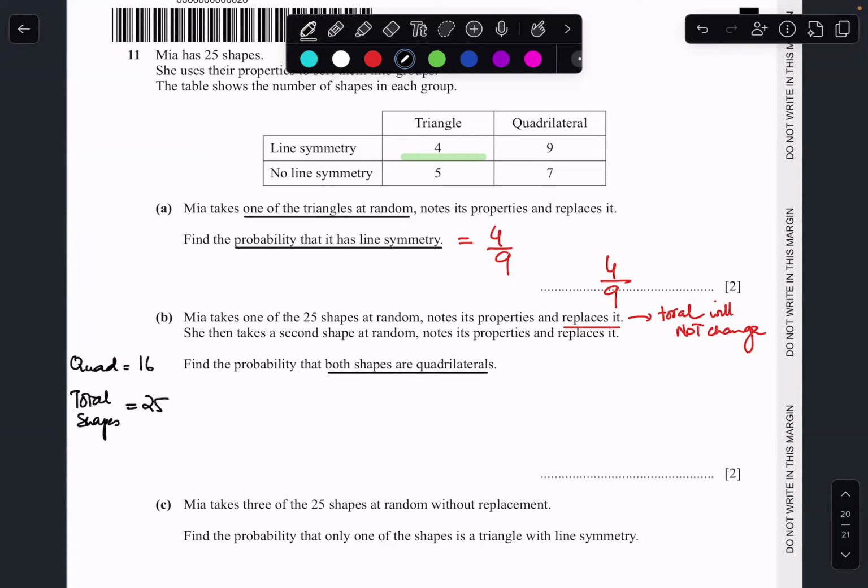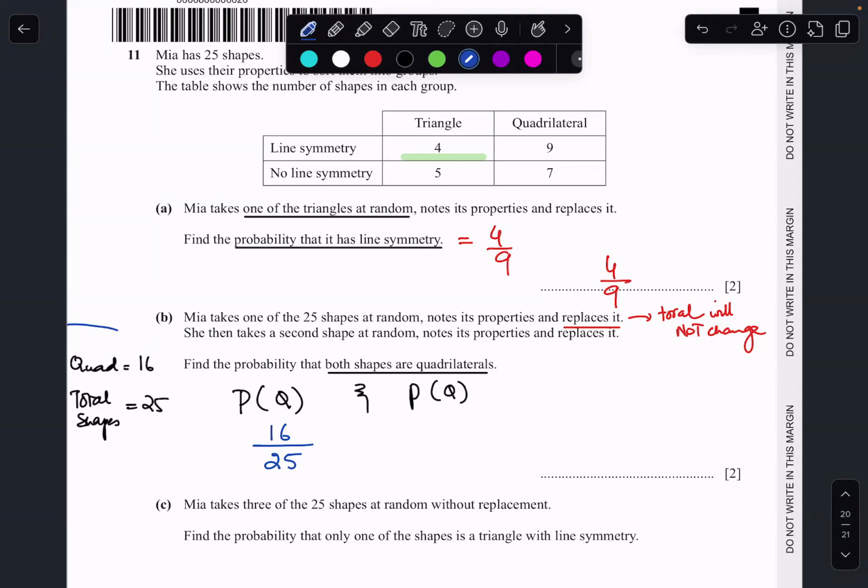So we have the probability that the first one is a quadrilateral and the second one is also quadrilateral. What should it be? Yes, 16 by 25, and the other one should be? I wrote 9 over 25 into 7 over 25.